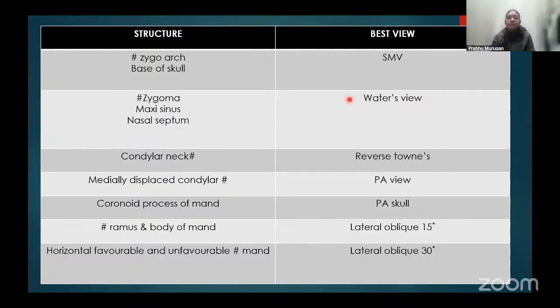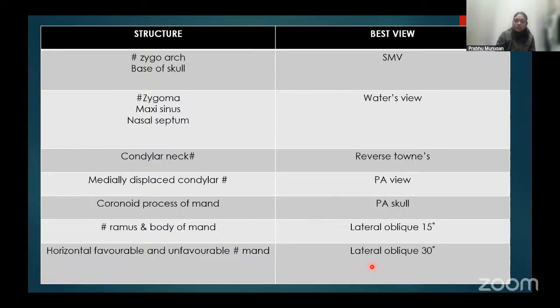So to look at the condyle neck fractures, the best X-ray is your reverse Towne's view. For medially displaced condylar fractures, your posterior anterior view. To look at the coronoid process of the mandible, your best view is going to be your PA skull. For the fracture of the ramus and the body of the mandible, you have to take a lateral oblique 15-degree mandible. To look at the horizontally favorable and unfavorable fractures of the mandible, the best view is going to be your lateral oblique 30-degree mandible.